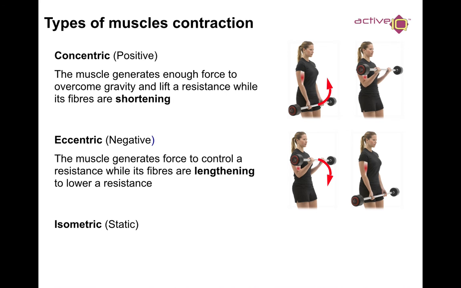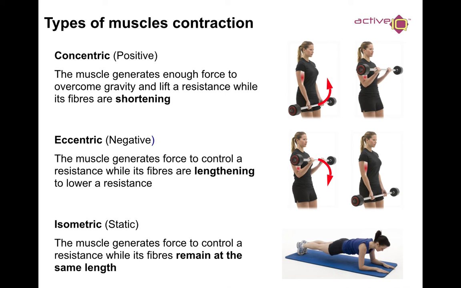And then you've got isometric, which is static movement. As I said before, you could use the example of pushing against the wall, or as they've used down there on this PowerPoint, the example of a plank. So there's force being exerted during a plank. The muscle generates force to control the resistance while its fibers remain the same length. So nothing's going concentric and nothing is eccentric either. There's no movement, but there's still a force being generated to control the resistance, and that is known as isometric or static.